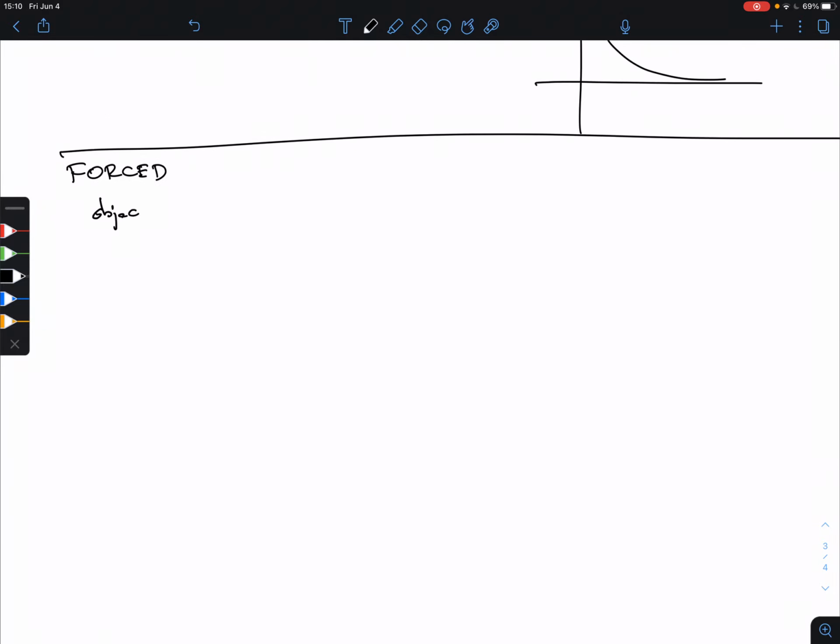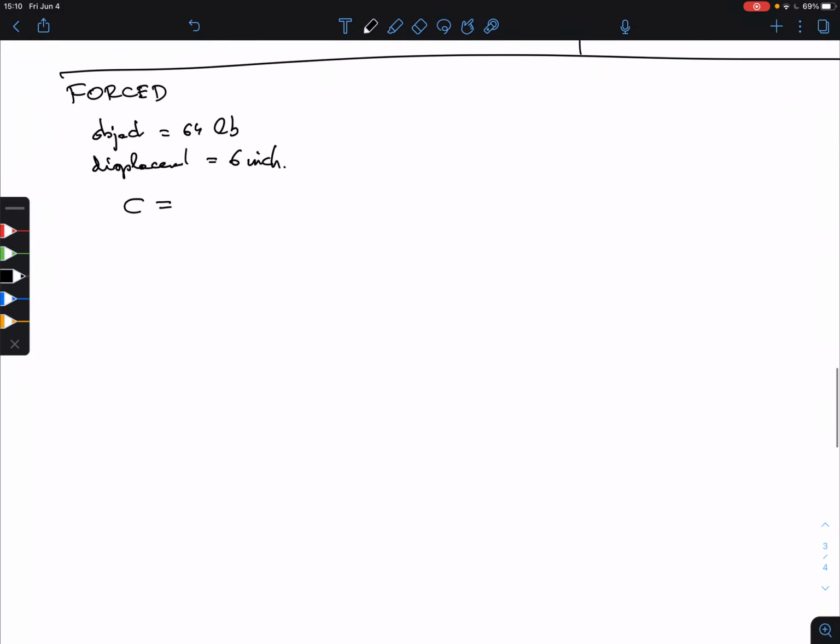So an object, 64 pounds. It's going to be the same equation, but I was just going to say the displacement is 6 inches. And the constant is the one that we just had, 40. Yeah, C is 40. So remember that the mass here we calculated, 64 is gm, so the mass is 2. This is a half, so we calculated that k over m is the same as g over s, that is 32 divided by a half, that was 64.